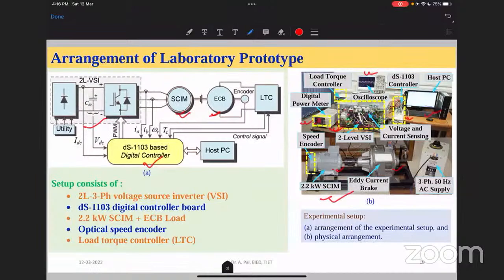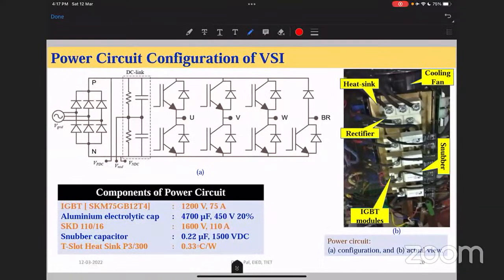So this is the power circuit configuration. The IGBT switch I have used has this rating, and this type of configuration I have used: three legs are used here, that is 1, 2, 3, and one for braking purposes. So these are the IGBTs 1, 2, 3, and another is the brake IGBT that I have used.